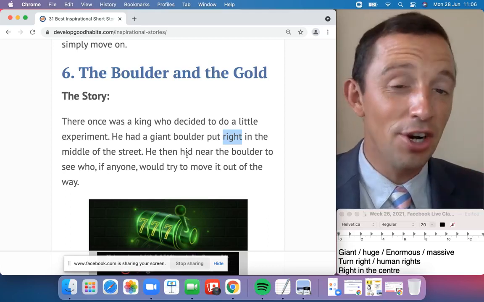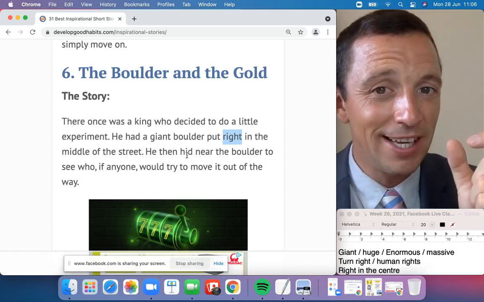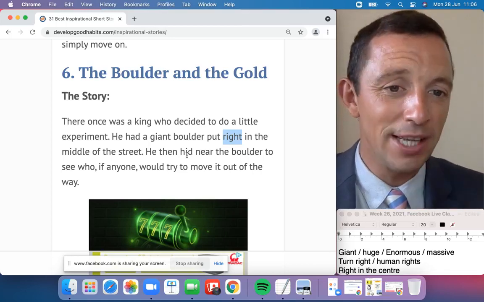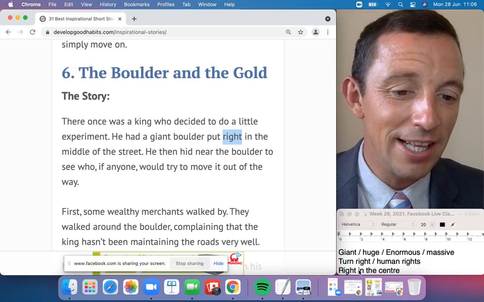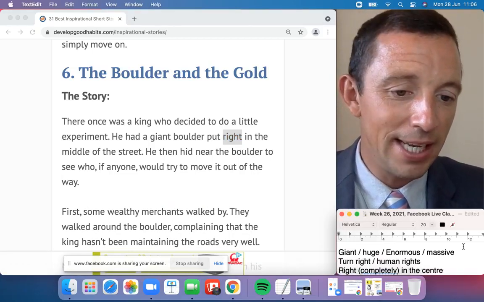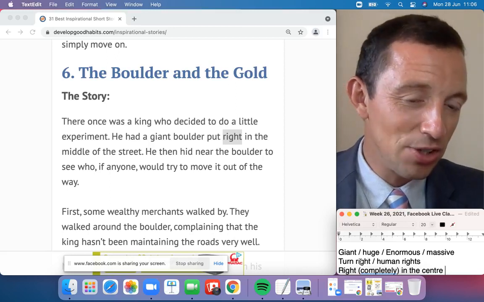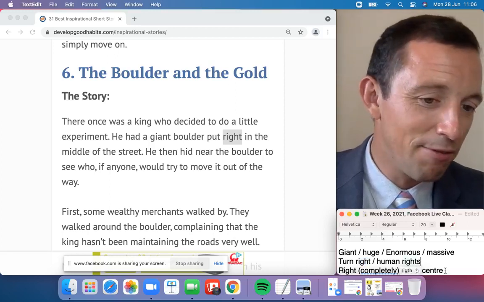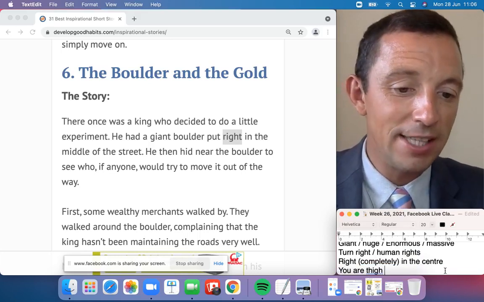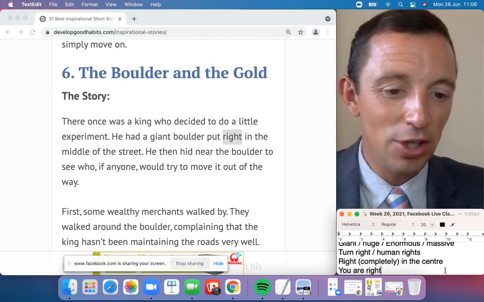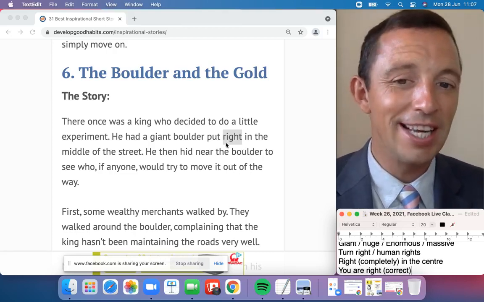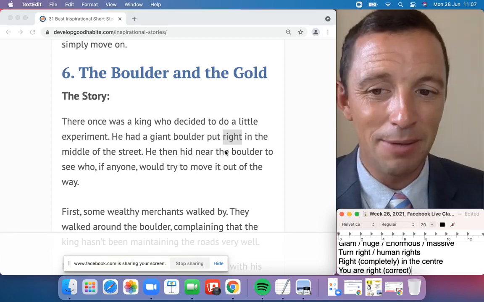Okay, the third possibility with right is correct. You are right, you are correct. Okay, that is right, that is correct. So right in the center has the significance completely. Okay, completely in the center. As I said, derechos is the first one. So you have 3 or 4 possibilities, and then the fourth possibility, you are right, and the significance is you are correct. Okay, so very, very interesting. But this expression is very, very good. Completely in the middle of the street.